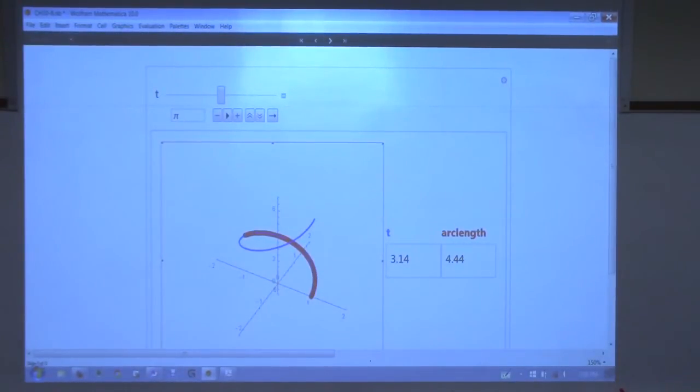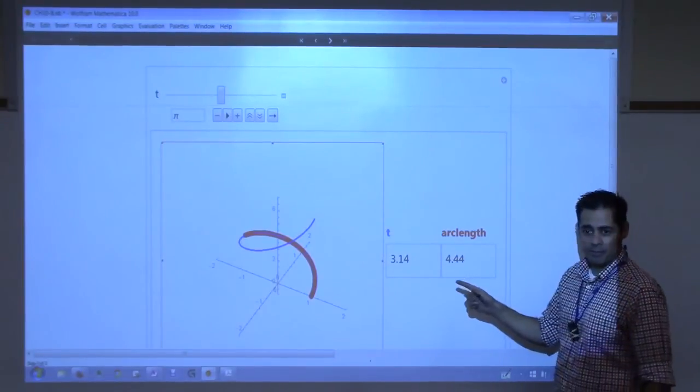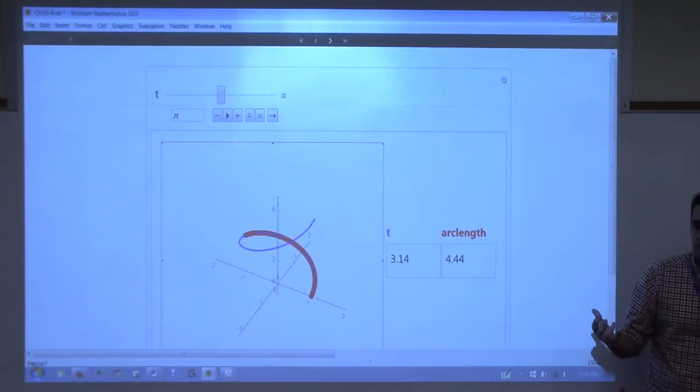As long as you can integrate the magnitude of the derivative, you can find the length of any curve, as long as you have the vector function that draws it.